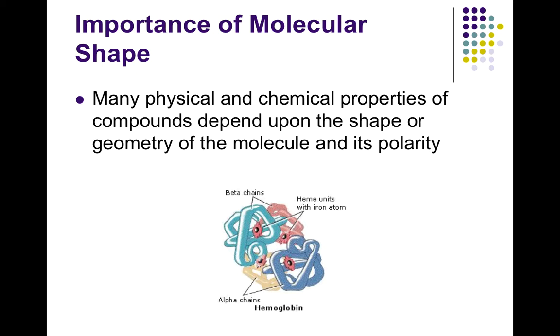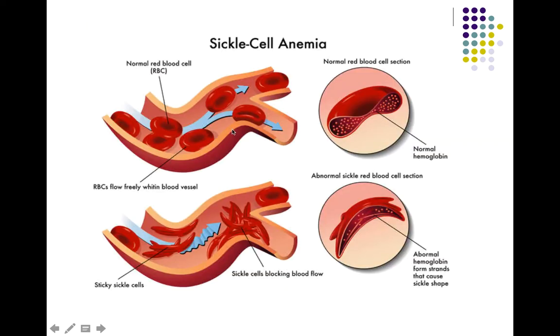A very important example of how shape can really be life-changing is the shape of the hemoglobin molecule. Hemoglobin is in your red blood cells, very important in terms of absorbing iron, but also important that it's at the proper shape, because if it's not, you develop something called sickle cell anemia. A normal red blood cell, you can see, with normal hemoglobin, goes easily through the blood vessels. But someone who has the mutation for sickle cell anemia, the abnormal hemoglobin has a different shape, and it makes the red blood cells into these sort of sickle shapes.